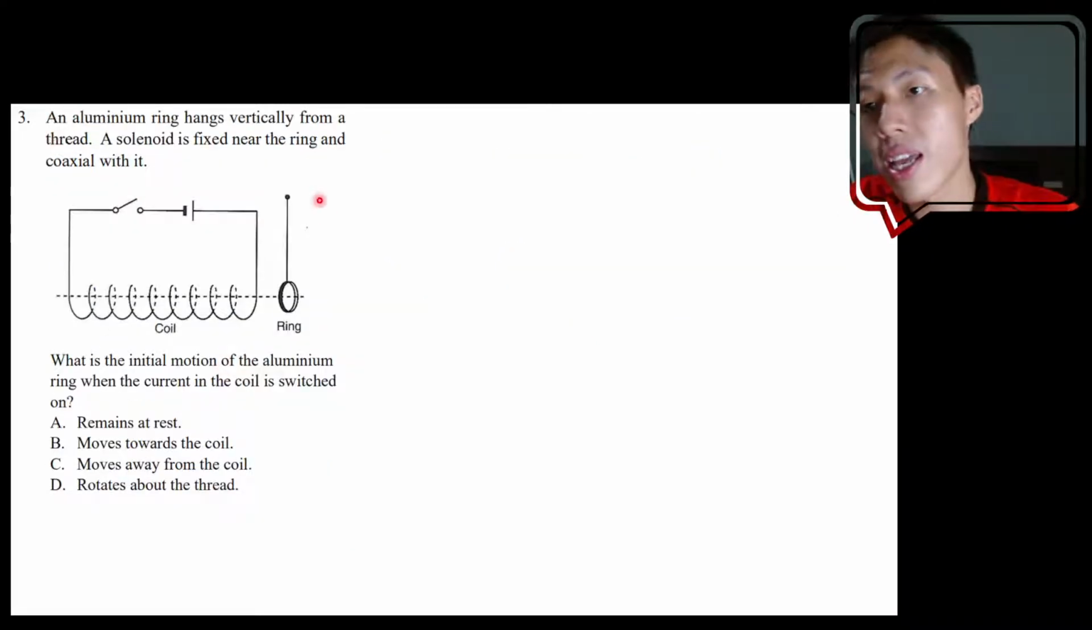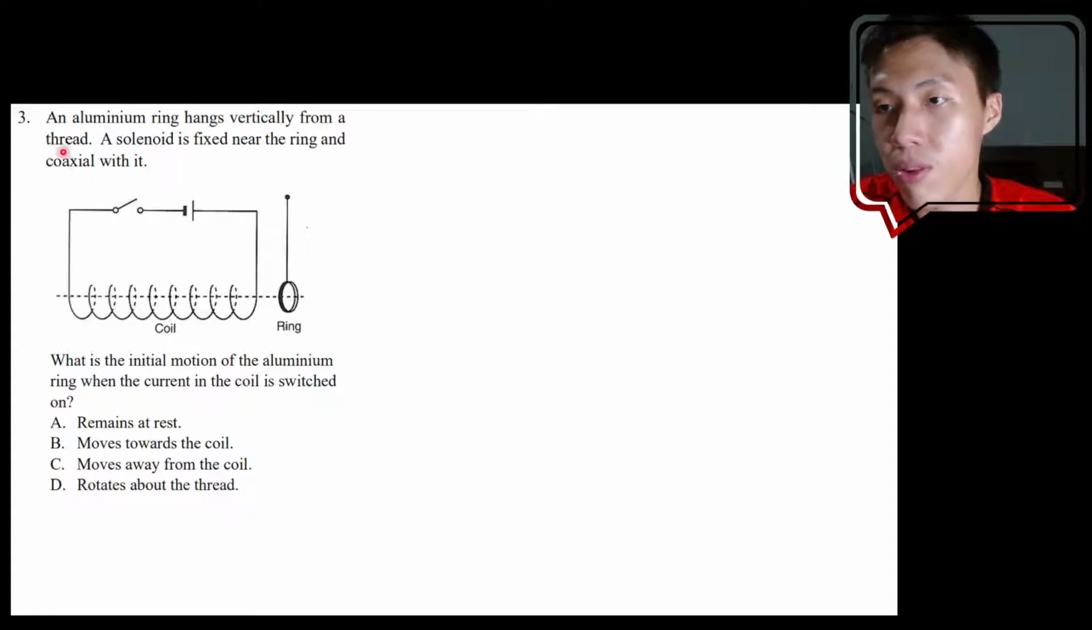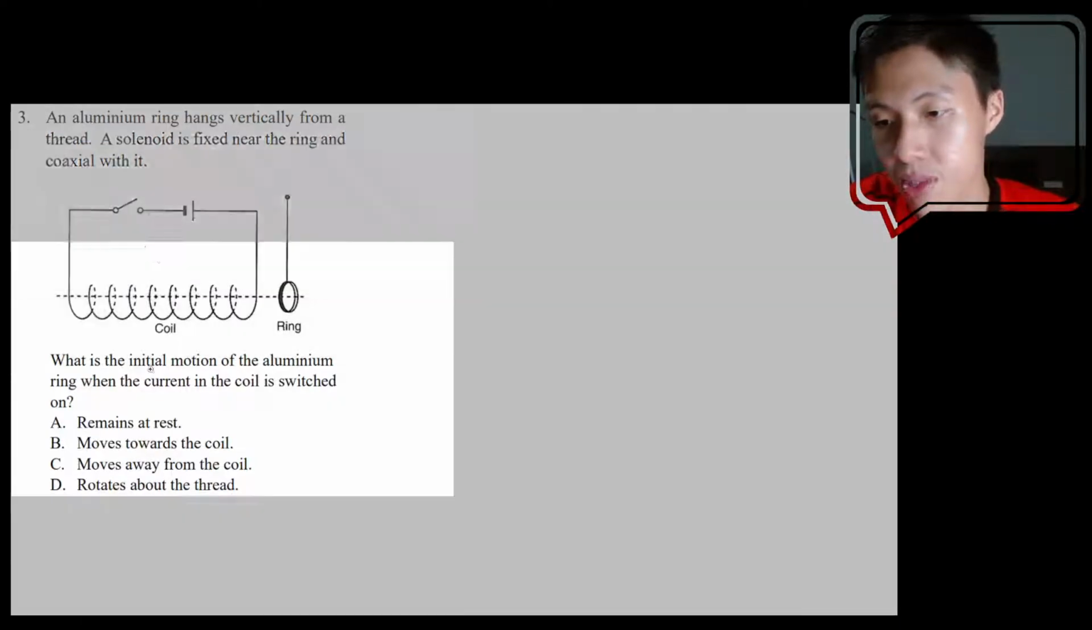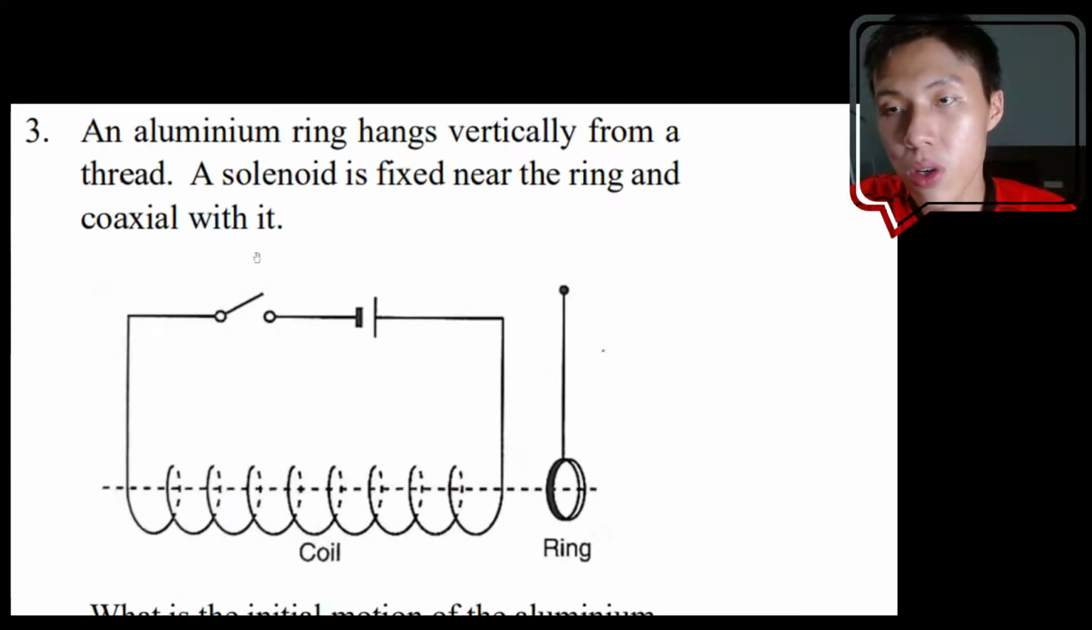Question 3. An aluminium ring hangs vertically from a thread. Let me zoom in first. So this is a thread over here. Then you have a ring hanging at the bottom of the thread.